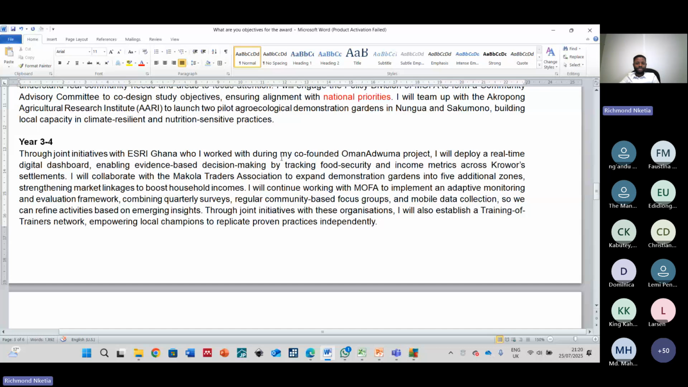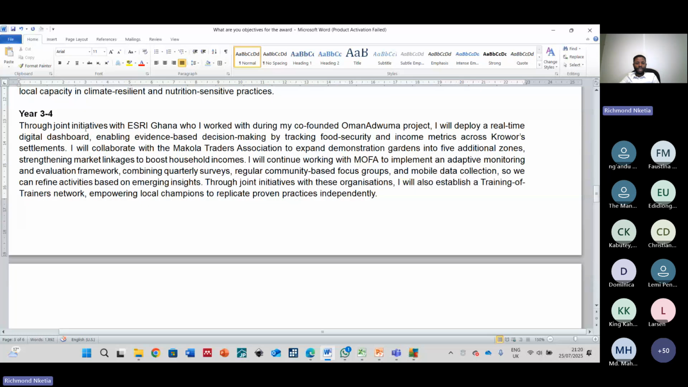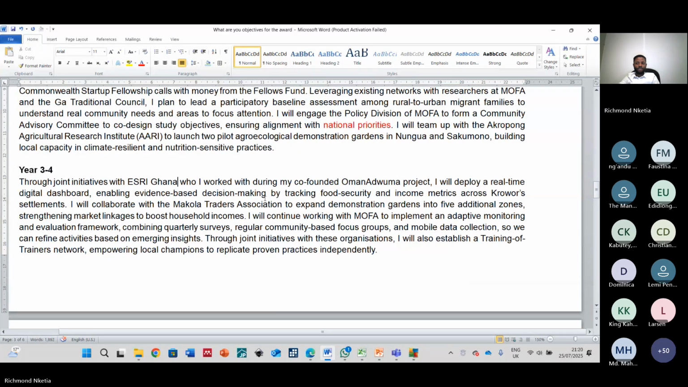So remember I said I've done some award-winning urban farming model here. So here again, I'm inferring that I have worked with people in the past who also work in the area I want to focus my project. And it's easier going back to them because I have already established networks there. And I look forward to deploying a real-time digital dashboard, which will enable evidence-based decision-making by tracking food security and income metrics across these areas. Remember, I spoke about Nungua and Sokuma.